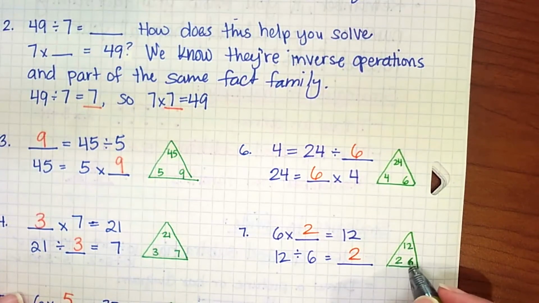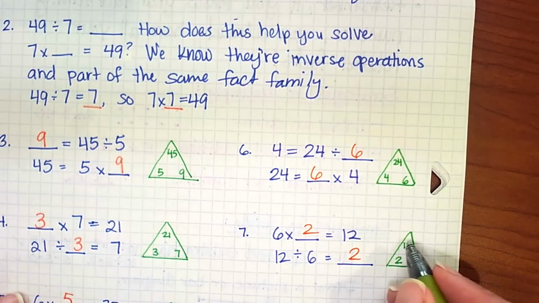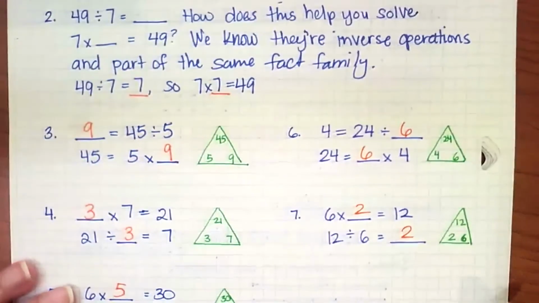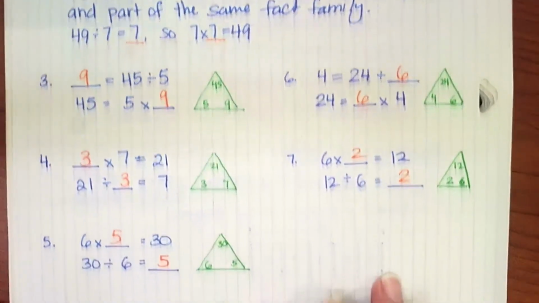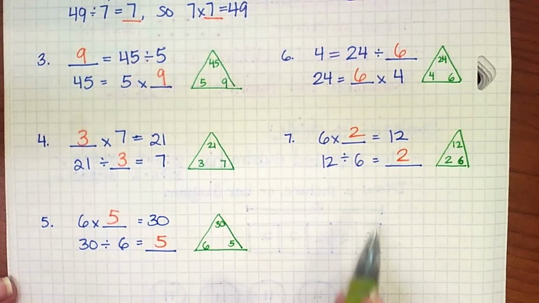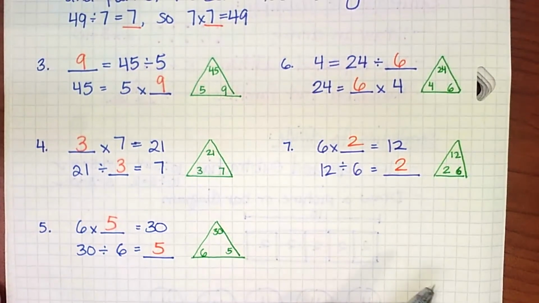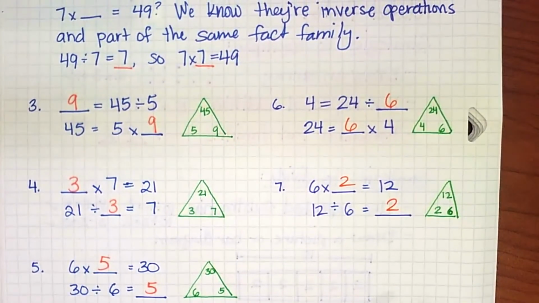2 times 6 is 12. 6 times 2 is 12. 12 divided by 2 is 6. 12 divided by 6 is 2. You have all of your answers once you have your fact families together. So this rule applies to all of them. These are all part of our related facts, and this is how you use multiplication and division to solve unknown problems.